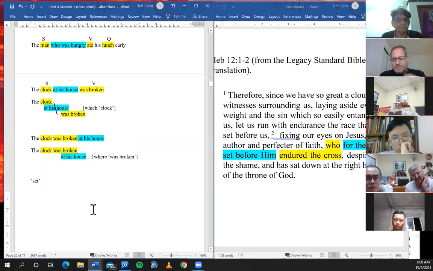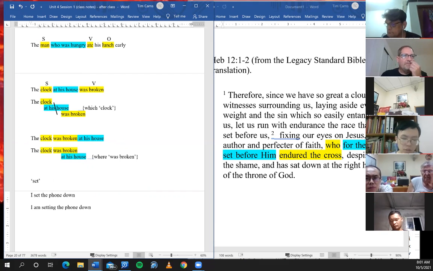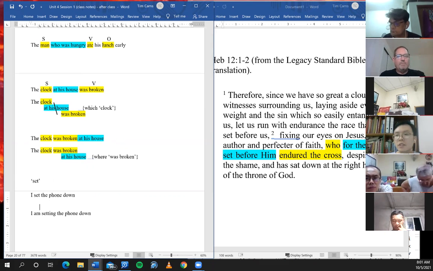is an interesting verb in English. It is to put something down, right? I am setting my phone down. I set the phone down. Set can look like, so I set the phone down, or I am setting the phone down. Now, the verb set can actually be present tense.